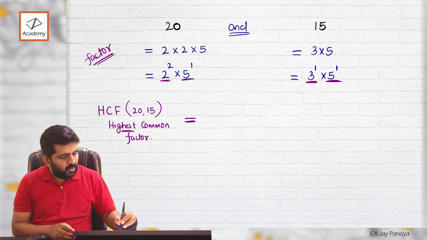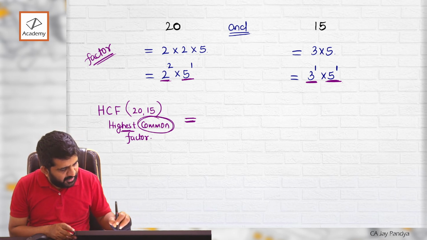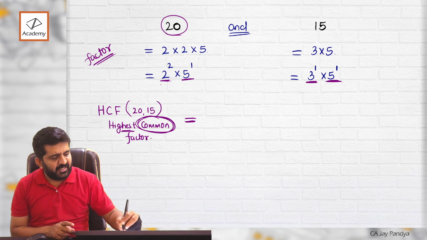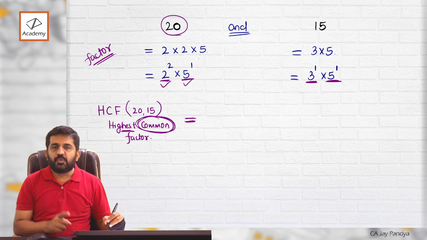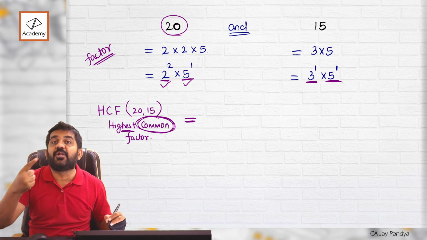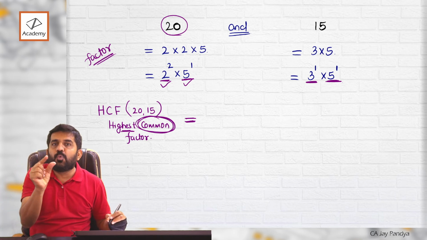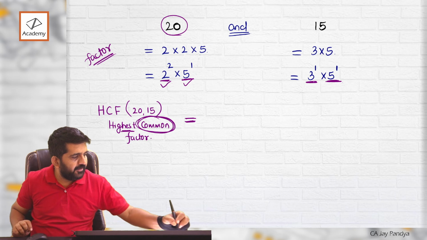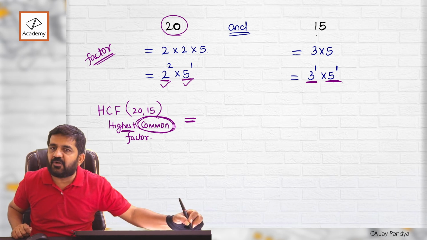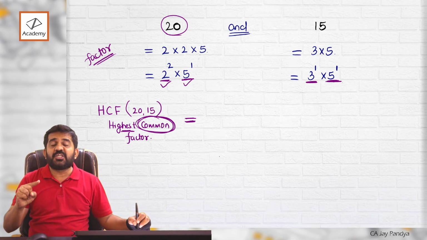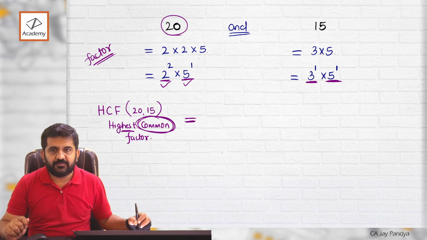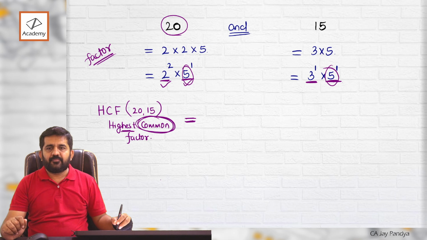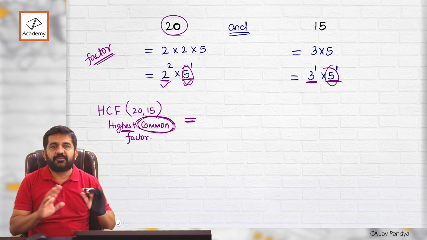Alright. So, let us go to common. What are factors of 20? 2 and 5. You should not say 2 square. 2 square is a number. Factor is 2. Right? So, 2 and 5 are factors of 20. 3 and 5 are factors of 15. Which is the common factor? 5.